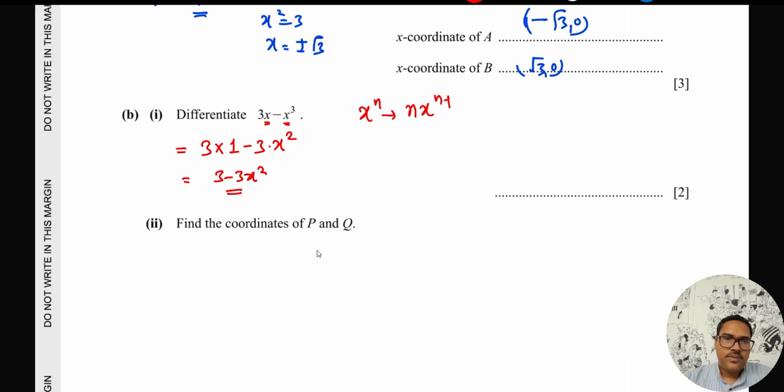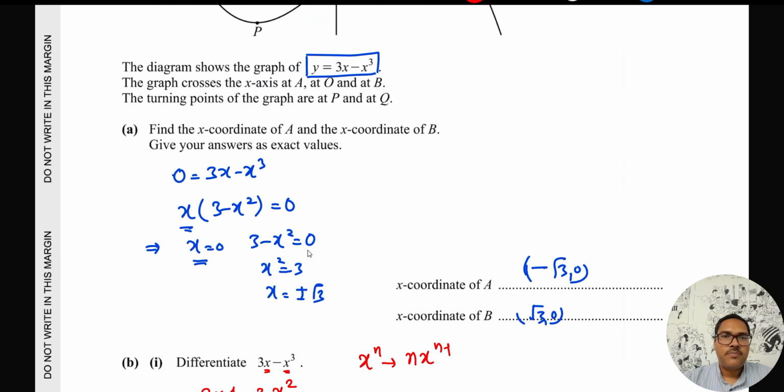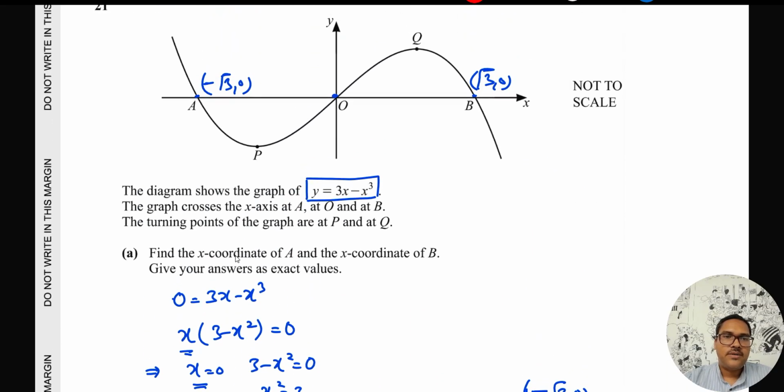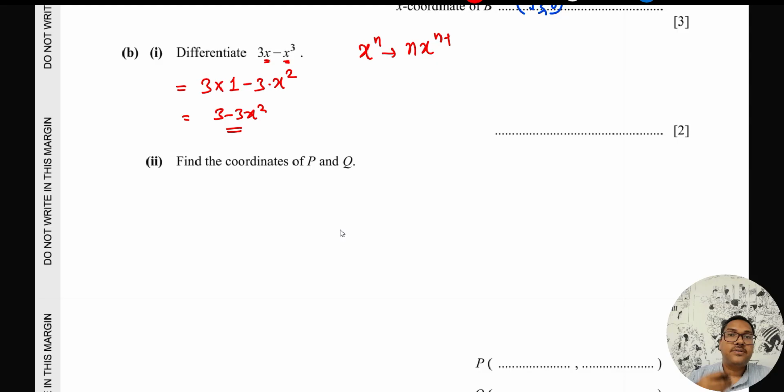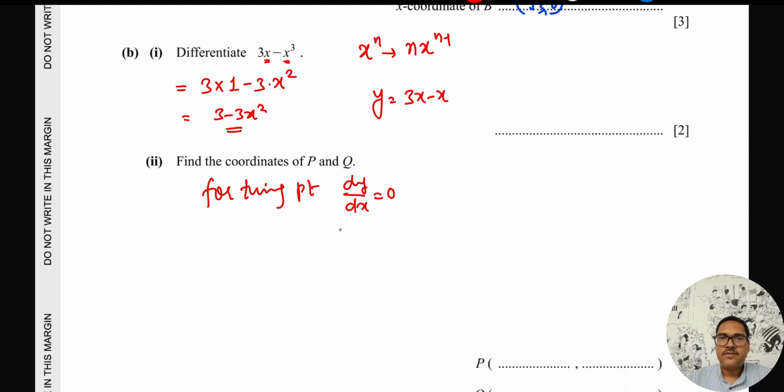Now, the next question is find the coordinates of P and Q. Now, what are P and Q? You can see P and Q are the turning points of the graph. And what are the turning points? The points where the differentiation dy by dx is equal to 0. For a turning point, dy by dx is equal to 0. Now we have y is equal to 3x minus x cube. What is dy by dx? We have already found this is 3 minus 3x square. So now if I make it 0, 3 minus 3x square equal to 0.